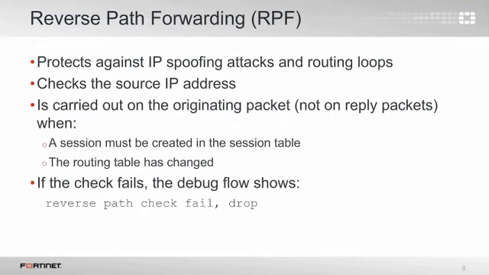Let's review an important routing concept: reverse path forwarding, RPF check. RPF check protects against IP spoofing attacks and routing loops by checking the route to the source IP address. This check is performed on the originating packet only, not on reply packets. This check is performed only before the session is created or after the routing table is changed. If the check fails, the packet is dropped and the debug flow shows this error: reverse path check fail, drop.